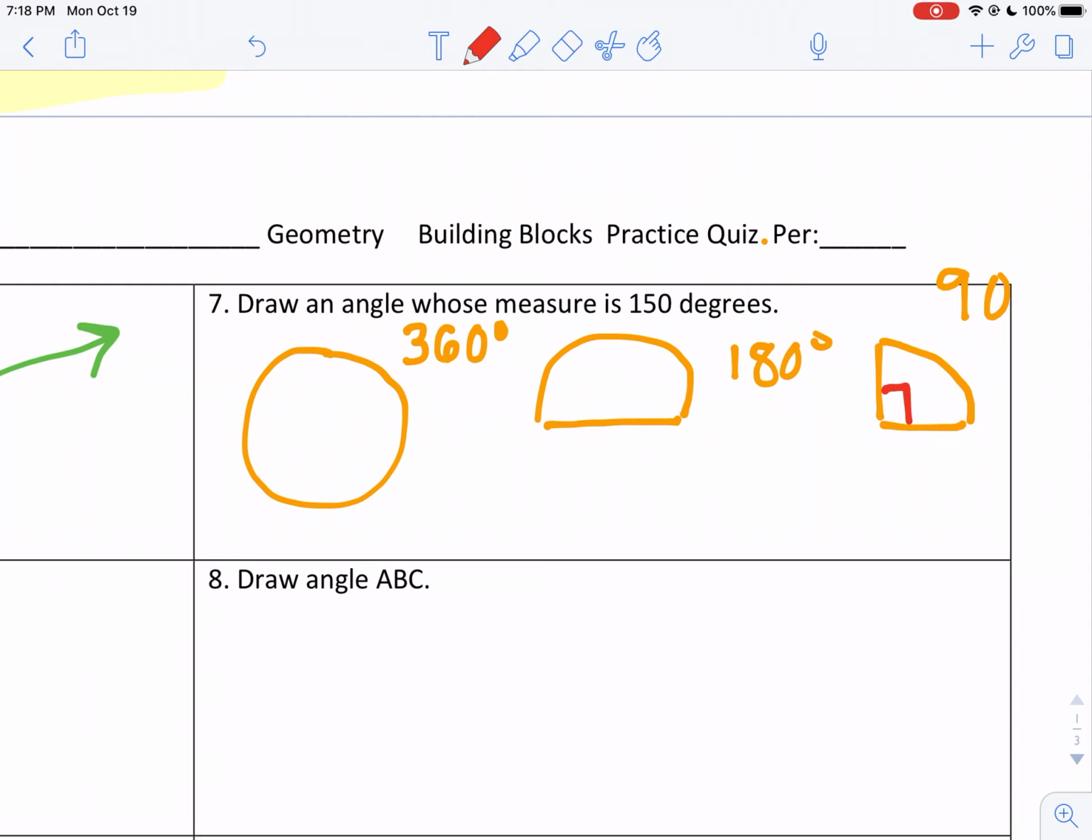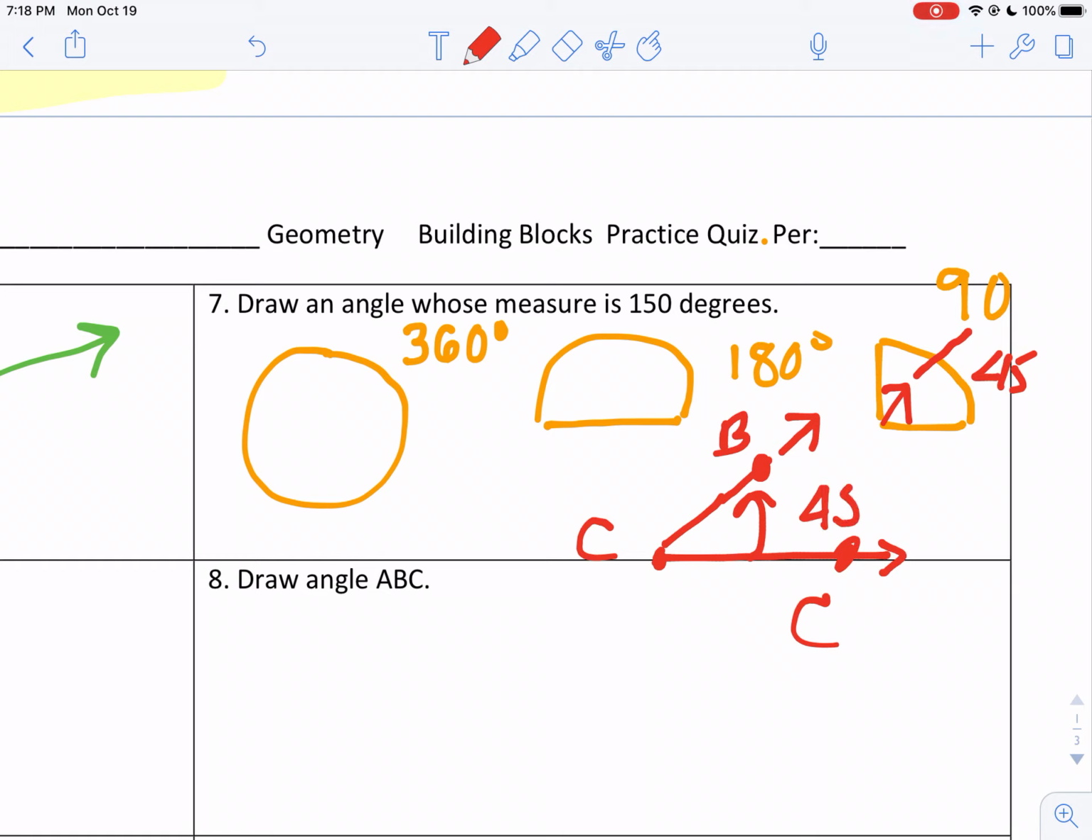And of course, knowing half of something always helps. Like for example, half of 90 is 45. And so if they ever want you to draw a 45-degree angle, all you need to do is draw an arrow going east, and then 45 is about right here. And again, you can use any letters of the alphabet if they don't specify. And you indicate that this is about 45 degrees.